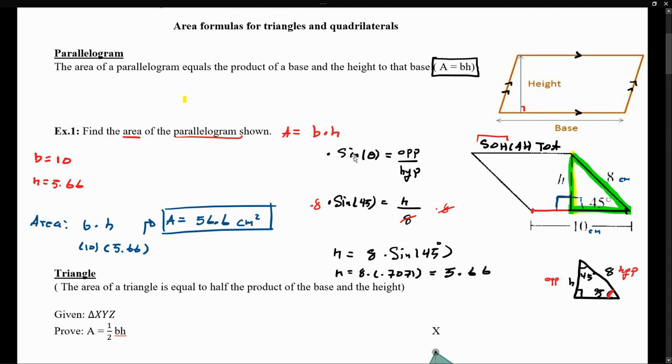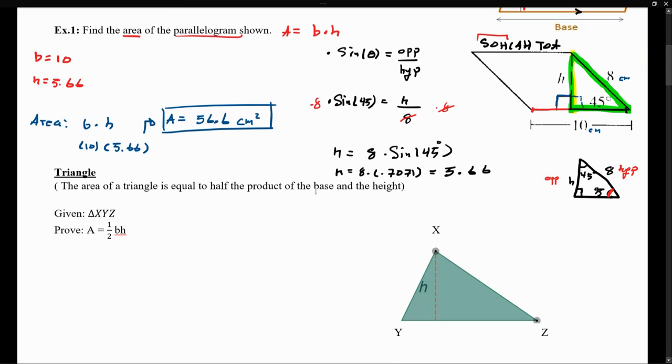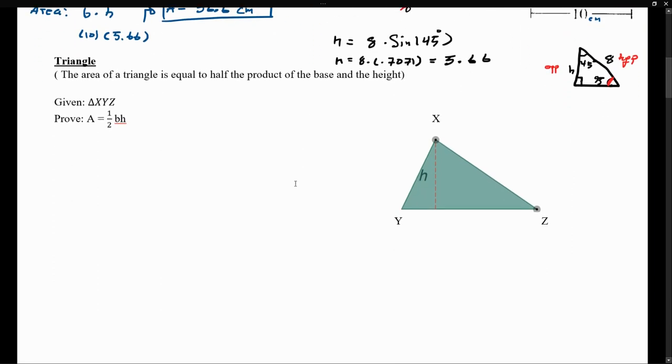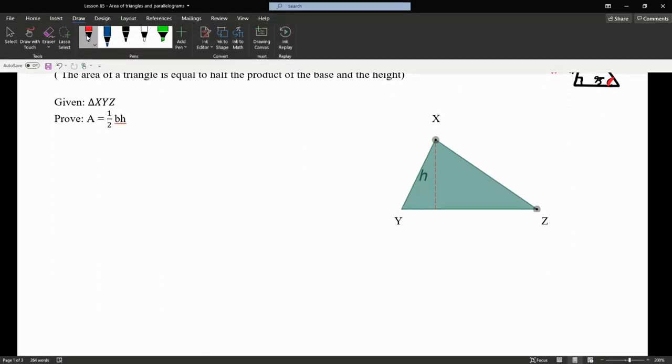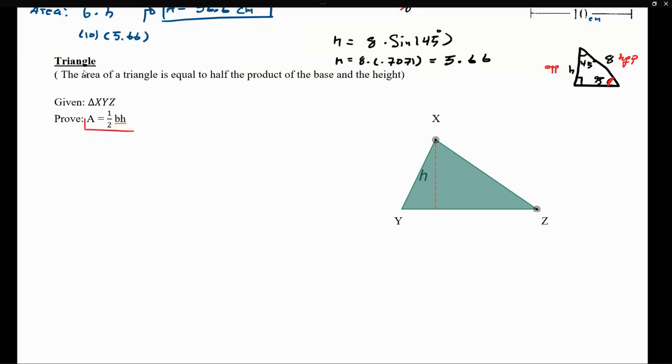Now let's discuss the area of the triangle. I'm aware that you know that the area of a triangle is always going to be 1/2 base times height. But why is it that the area for any triangle is always defined as 1/2 times the base times the height?